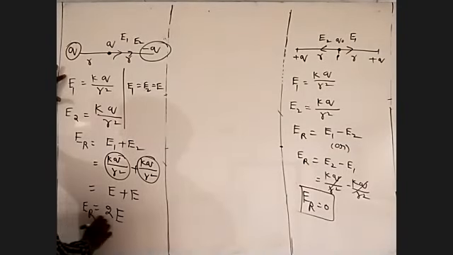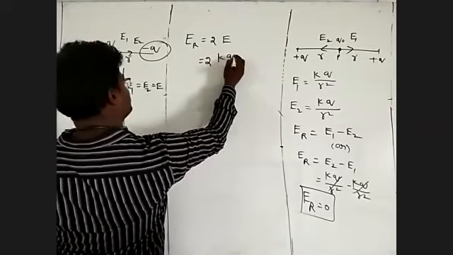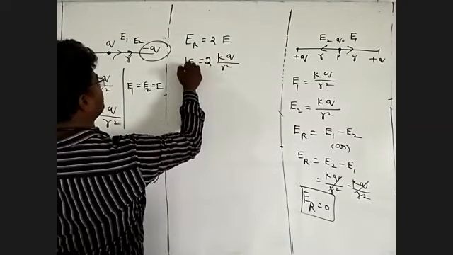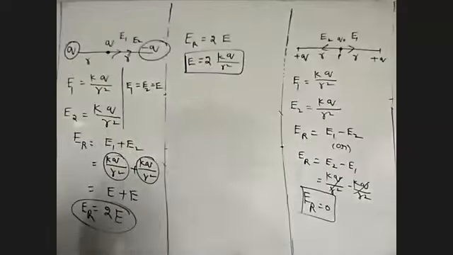Now ER is equal to 2E. E means electric field, that is KQ by R square. That is your answer.